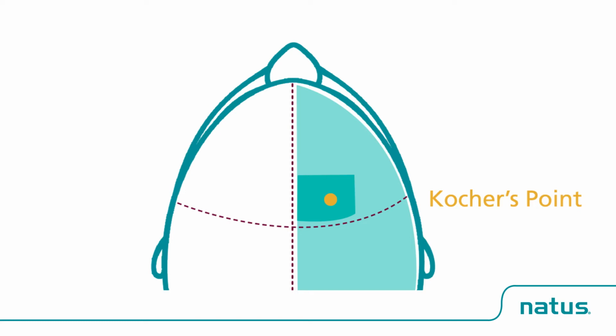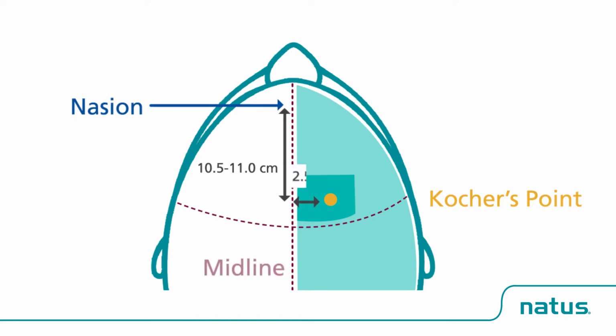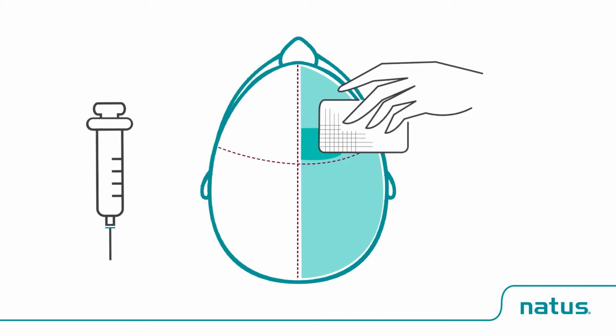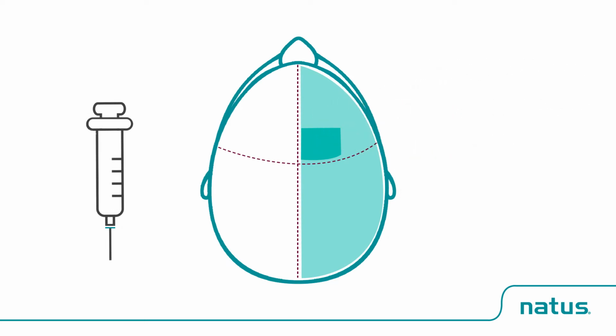This is usually found 10.5 to 11 centimeters back from the nasion and 2.5 to 3 centimeters lateral to the midline, which usually corresponds to the mid-pupillary line. An alternative method is to feel for the coronal suture and mark a spot 1 centimeter anterior on the mid-pupillary line. Clean the area with an iodine-based product and wait for the solution to dry.